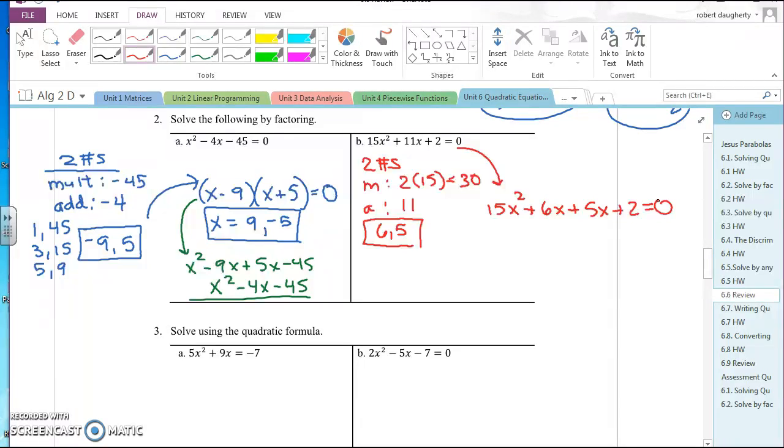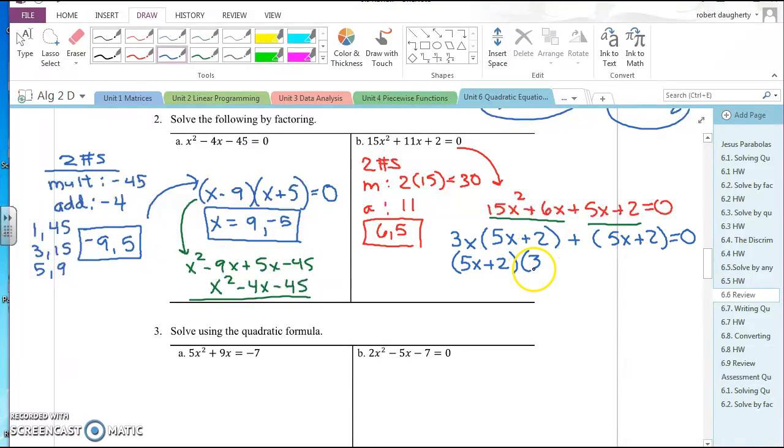Now you could have written it plus 5x plus 6x. It does not matter. Now we're going to factor by grouping, which means look at the first two terms, look at the second two terms. The first two terms have an x in common and a 3, so a 3x. That's going to leave me 5x plus 2 plus 5x plus 2 equals 0. Now I see a 5x plus 2 in both terms, so this is 5x plus 2 times 3x plus 1 equals 0. If I set each of those equal to 0, I will get x is equal to negative 2/5 and x is equal to negative 1/3.